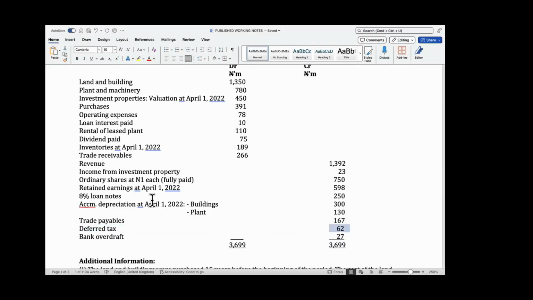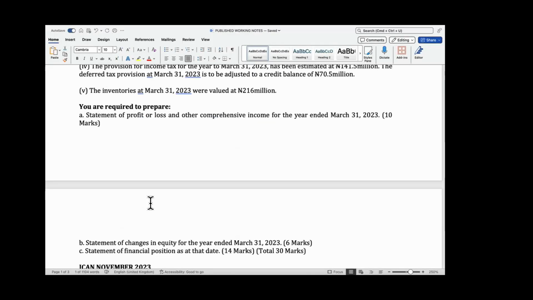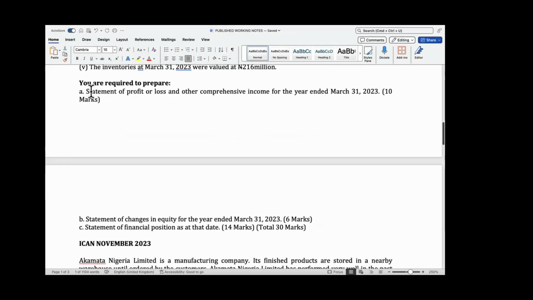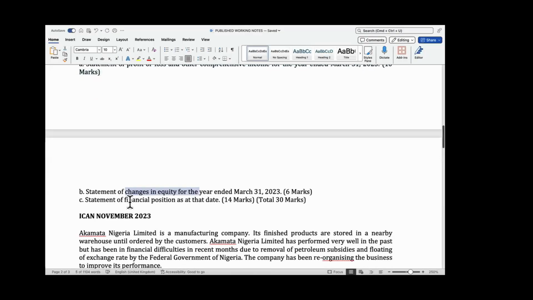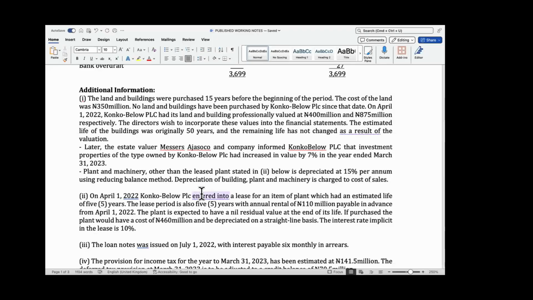The requirement of the question wants us to solve the statement of profit or loss and other comprehensive income, 10 marks; statement of changes in equity, 6 marks; and statement of financial position, 14 marks. Then I go through my additional information.